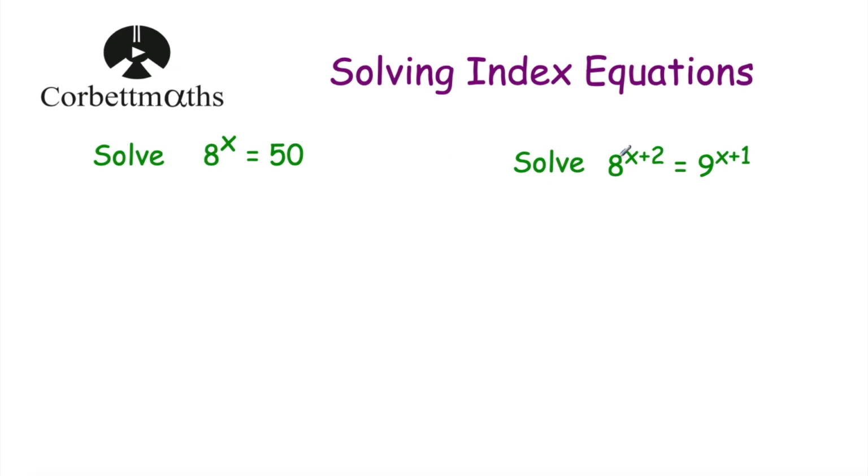And then we've looked at how to solve some slightly more complicated index equations, where we've got the unknowns on both powers. In this case, I would definitely want to take the logs of both sides, bring down the powers, expand the brackets, and then bring all the x's to one side and everything else to the other, factorize, and then solve it and find out what x is. And that's it. So we've looked at how to solve those index equations.